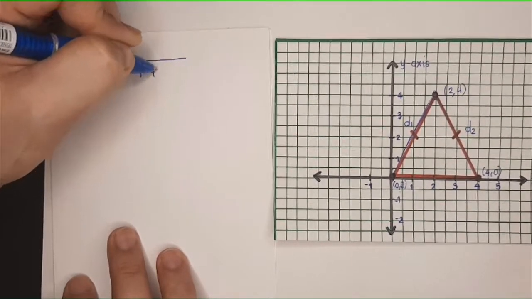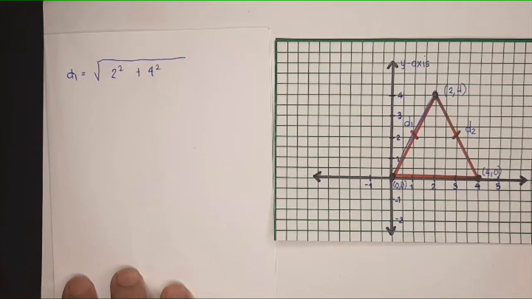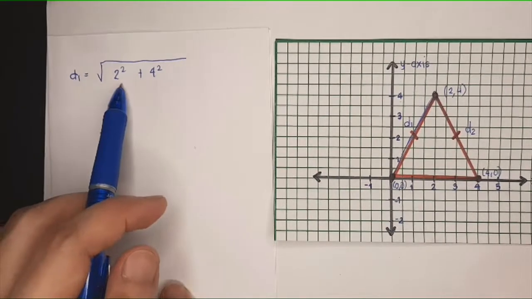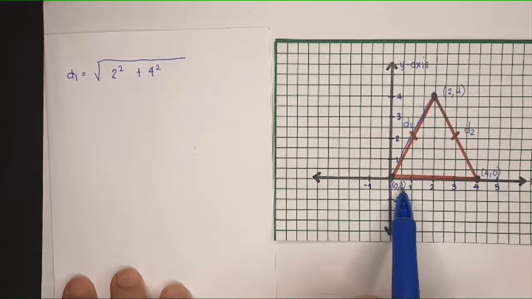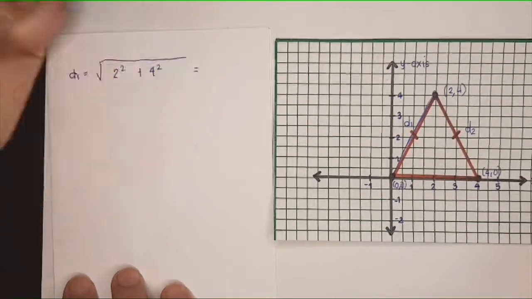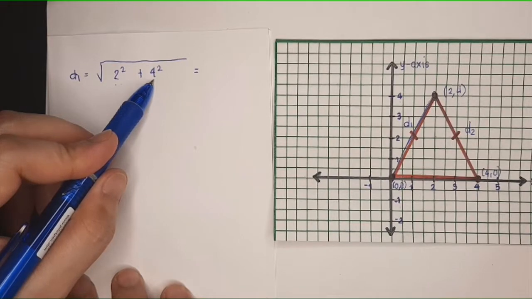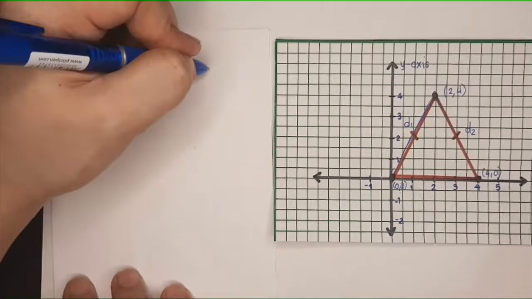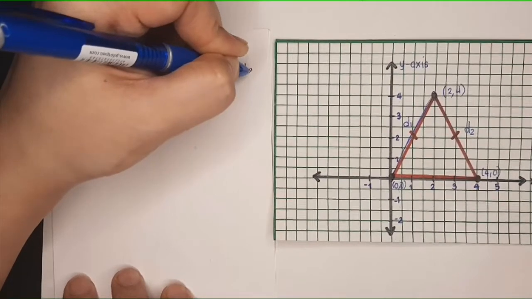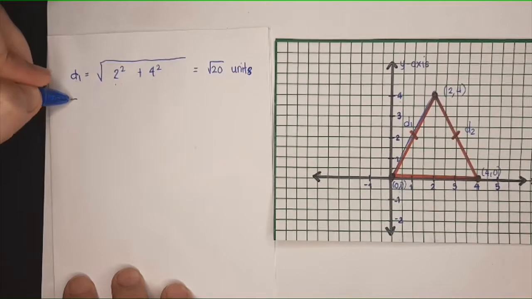plus 4 squared. Okay? Kung hindi kayo convinced, you do the distance formula. 2 minus 0 squared, you get this. 4 minus 0 squared, you get this. Alright? Okay, sige. Anong sagot dito? This is 4. This is 16. So, D1 is equal to square root of 20 units. Okay? Okay, what about D2?